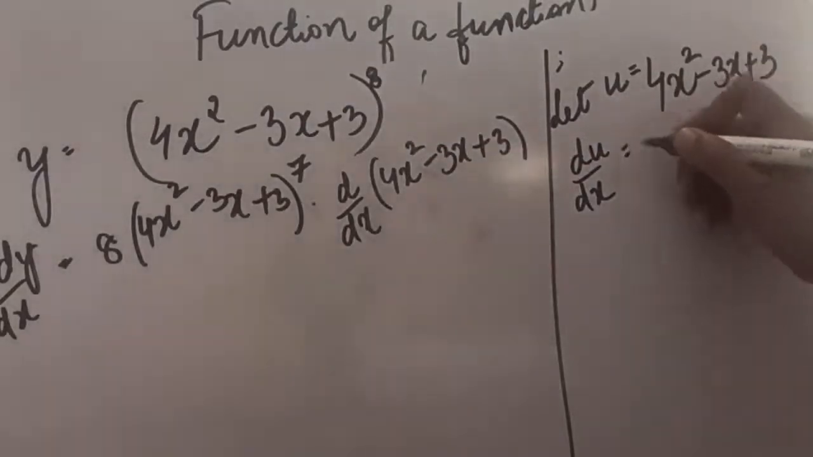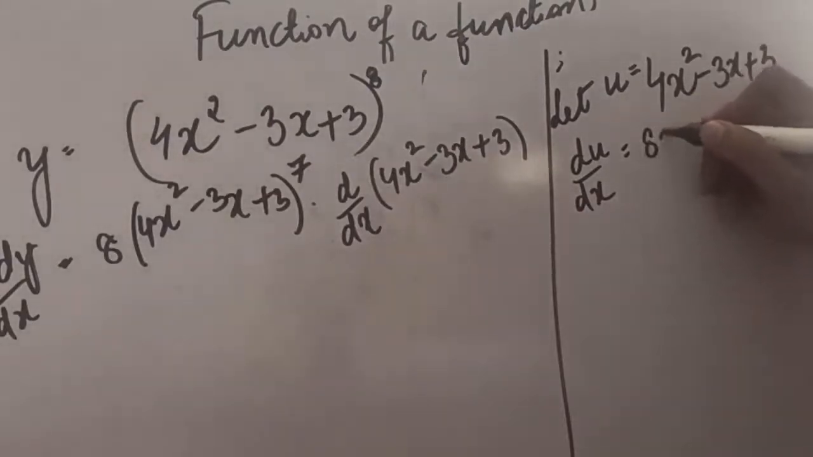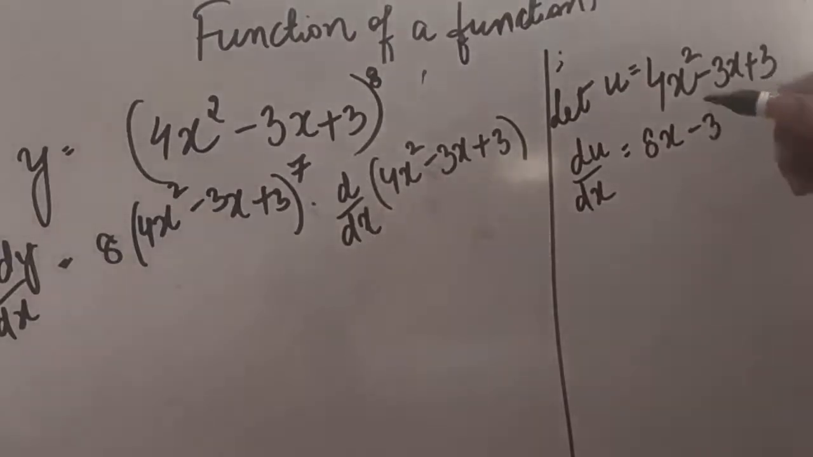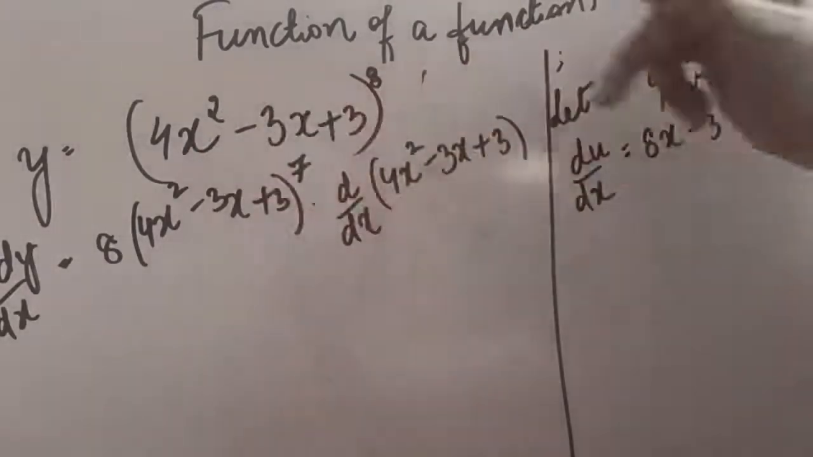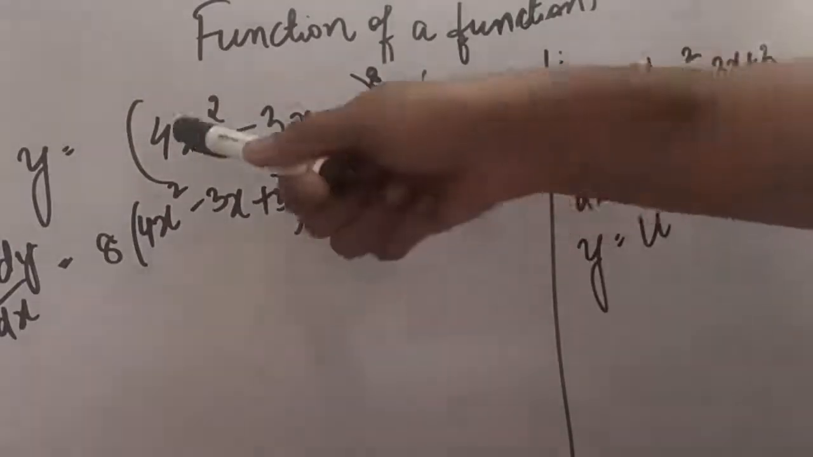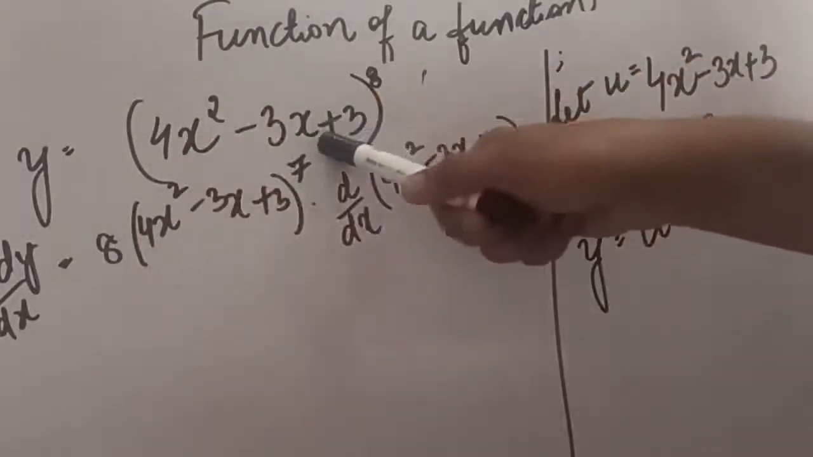So if I take the derivative, you all know that there is plus minus, so we take the individual derivatives. So it will be 8x minus 3. Now if this entire expression is u, then what is y? y is u to the power 8. This entire expression we have let be equal to u, so y is u to the power 8.